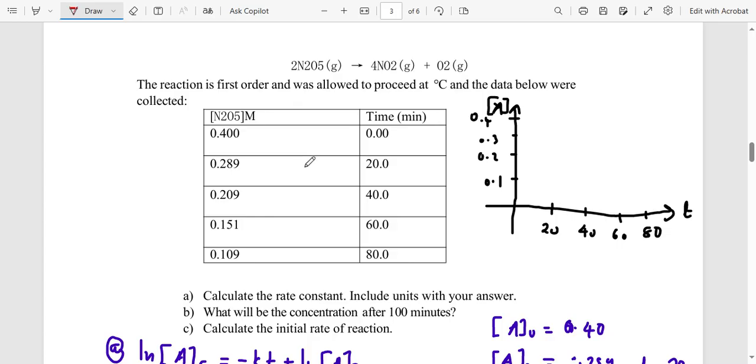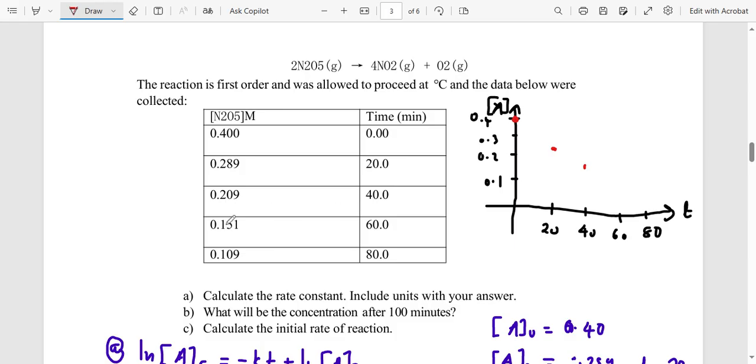So the first coordinate is 0.4, comma 0. That's on top. The next one is 0.289, comma 20. 0.289 is going to be somewhere near 0.3. The next one is 0.20, comma 40. This one is very near to 0.2.